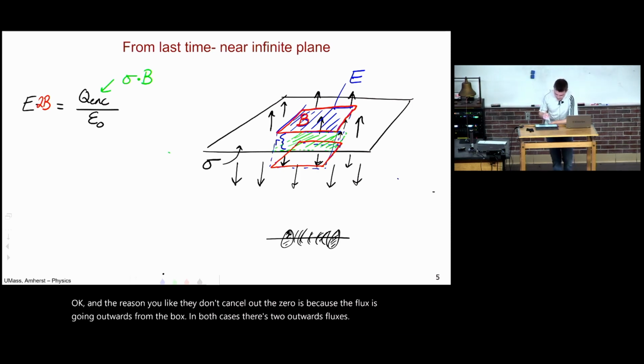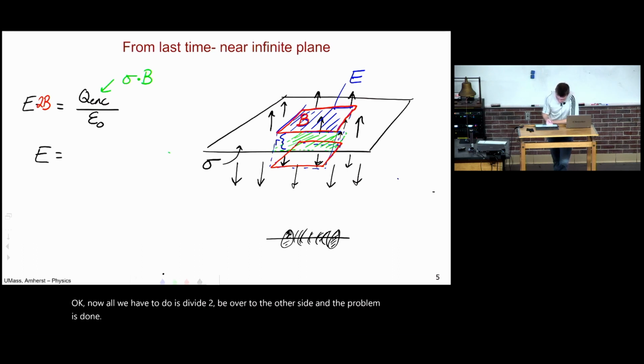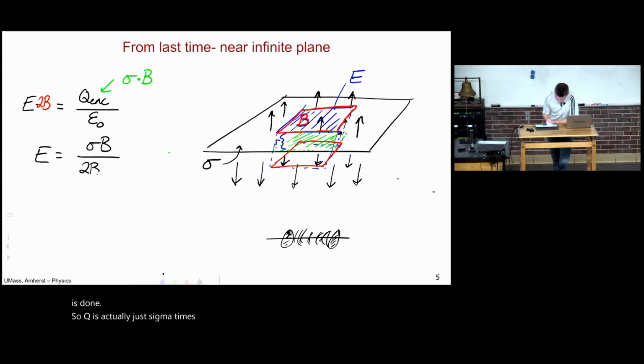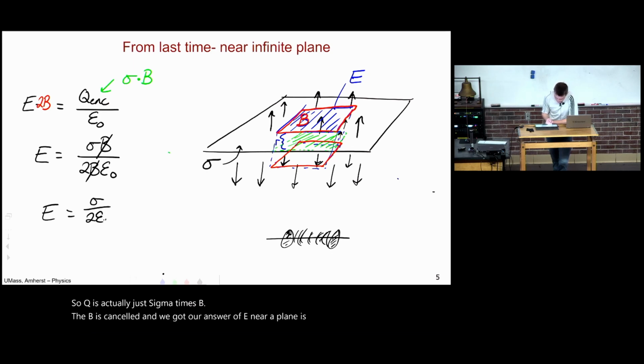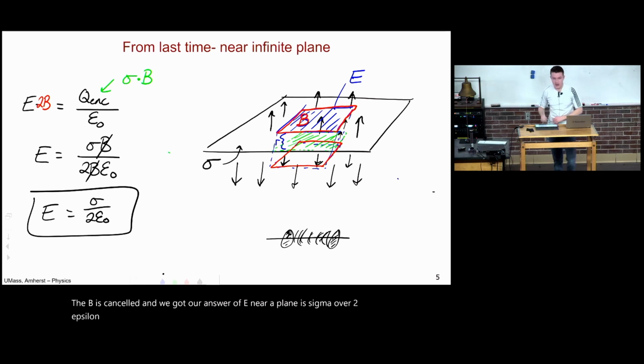Okay, now all we have to do is divide 2B over to the other side and the problem's done. So Q is actually just sigma times B. The B's cancel, and we got our answer of E near a plane is sigma over 2 epsilon 0. How wonderful is that?